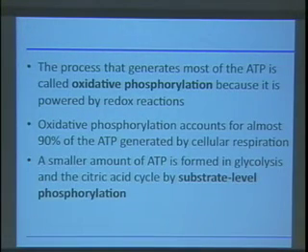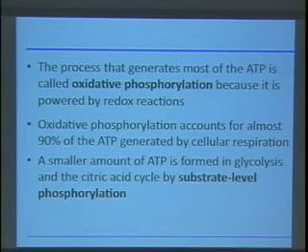Okay, so as we said, the process that makes most of the ATP in the cell is oxidative phosphorylation. And this is really a set of reactions that are powered by oxidation and reduction. We'll talk about that more on Wednesday. 90% of the ATP that's made during cellular respiration is a result of oxidative phosphorylation, so the vast majority. And then a smaller amount of ATP is formed during glycolysis and in the citric acid cycle by what we said was substrate level phosphorylation. So what is that, and what's the difference?